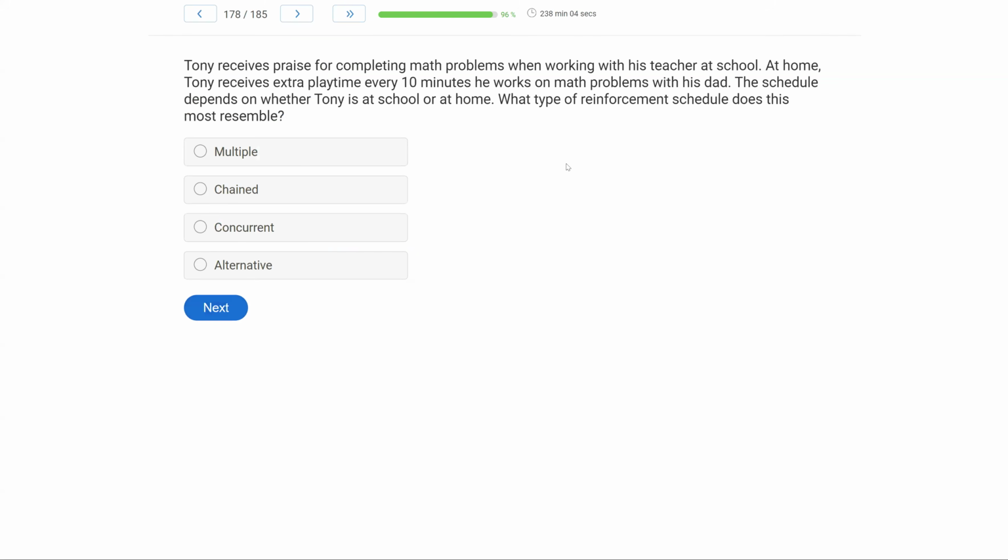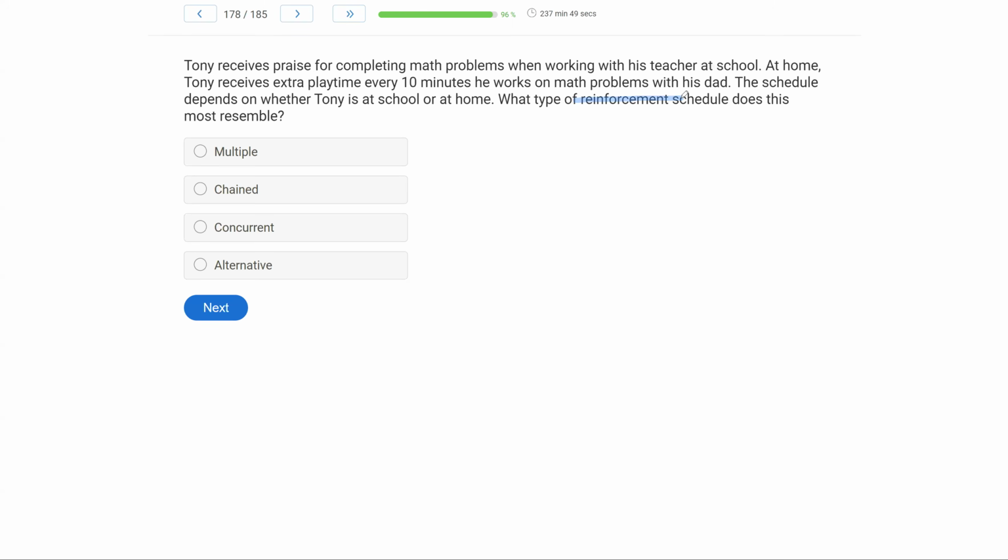Tony receives praise for completing math problems when working with his teacher at school. At home, Tony receives extra play time every 10 minutes he works on math problems with his dad. The schedule depends on whether Tony is at school or at home. What type of reinforcement schedule does this most resemble?